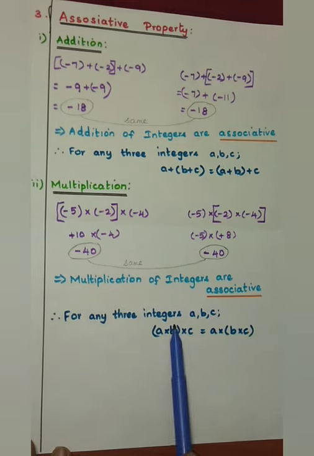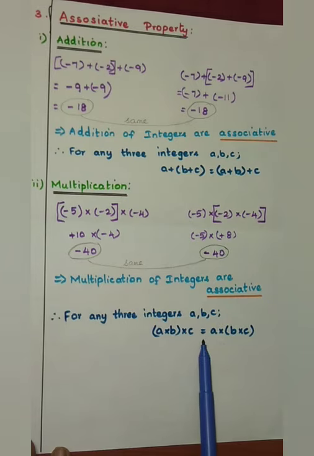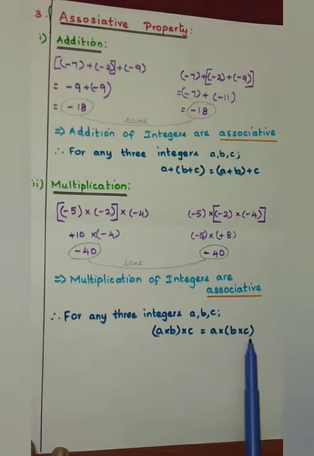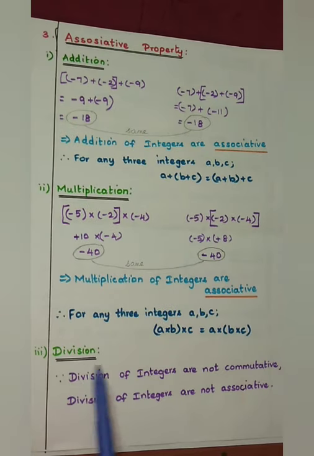Therefore, for any 3 integers a, b, c, a into b into c is equal to a into b into c, with the grouping changed. Division. Since division of integers are not commutative, division of integers are not associative.